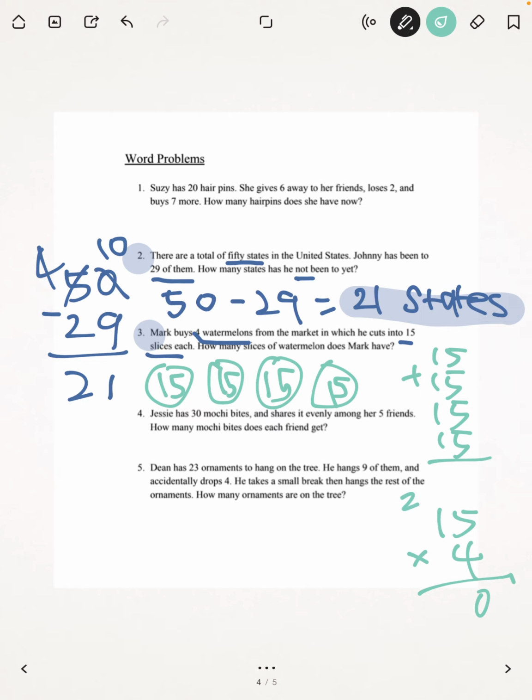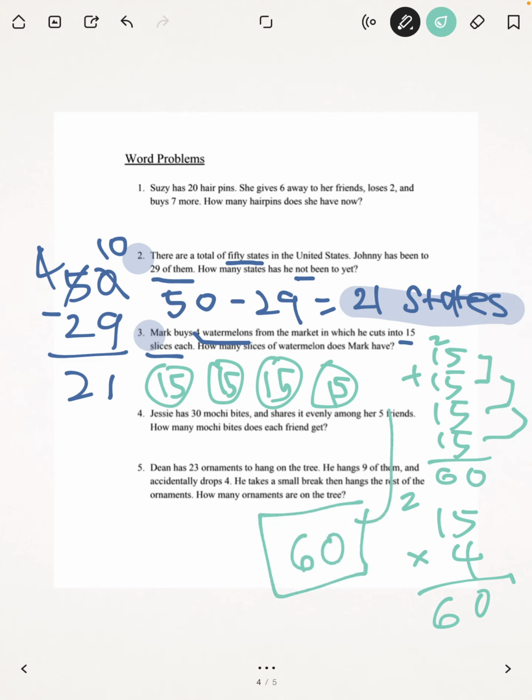You can do it in 2 methods, 15 plus 15 plus 15 plus 15, or you can simply multiply 15 times 4. 15 times 4, 5 times 4 is 20, 4 times 1 is 4, plus 2 is 6, so 60. If we add this together, we also get 60. Our answer either way is the same, and our answer is 60. I'm going to write the answer here.